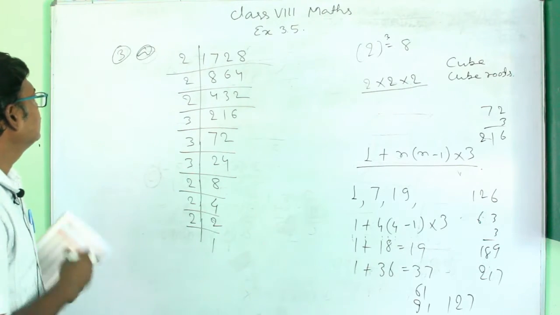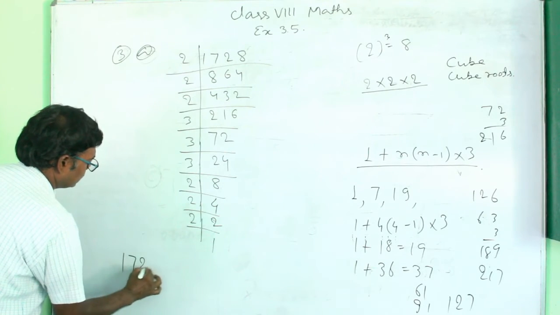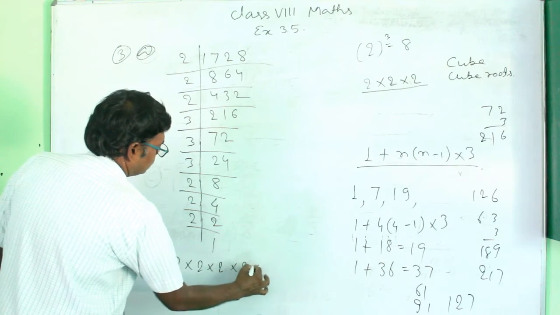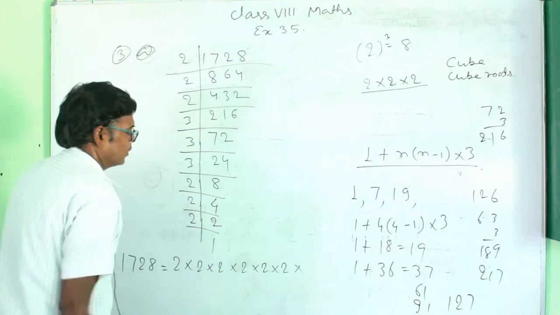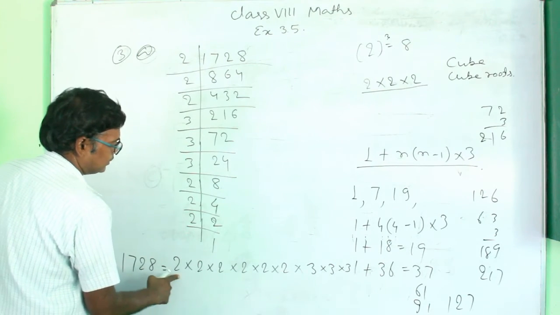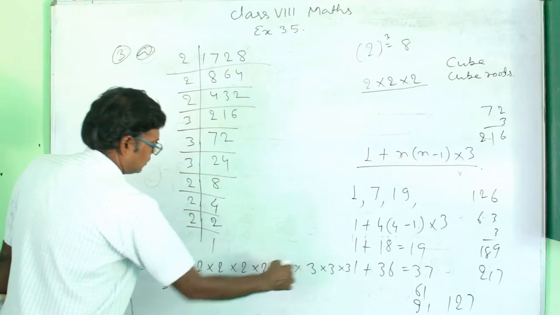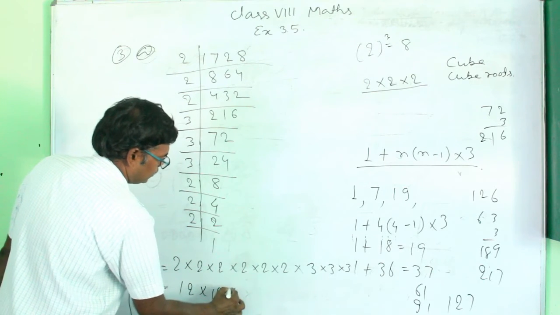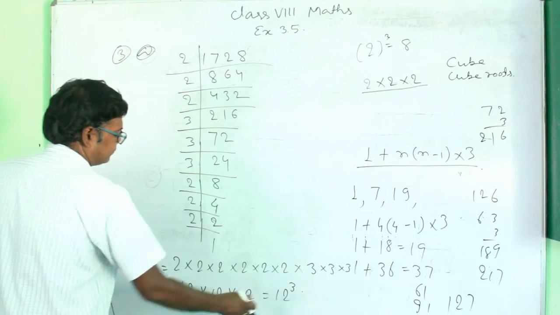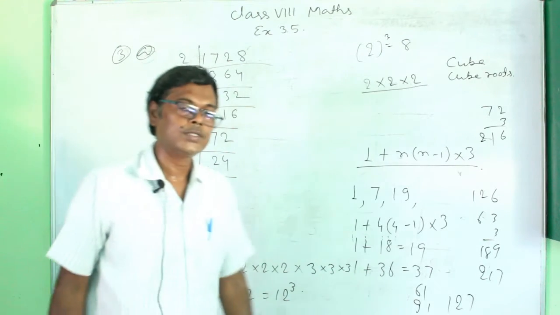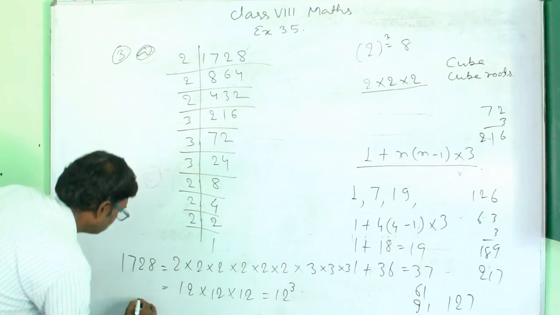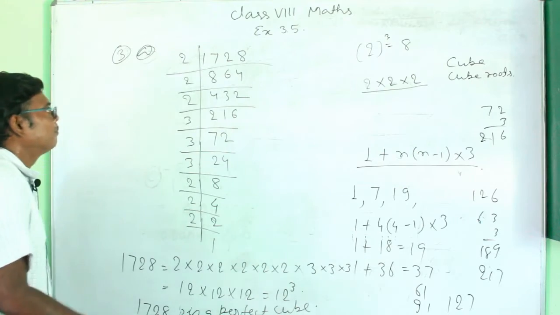So now see that when you write 1728, it will be 2 into 2 into 2 into 2 into 2 into 2 into 3 into 3 into 3. Or it will be 2 to the 6, 3 cube, that is 12 into 12 into 12. So it is 12 cube. Now we have the triplet here, the triplet of the same factors. So this is a perfect cube. This number is a perfect cube.